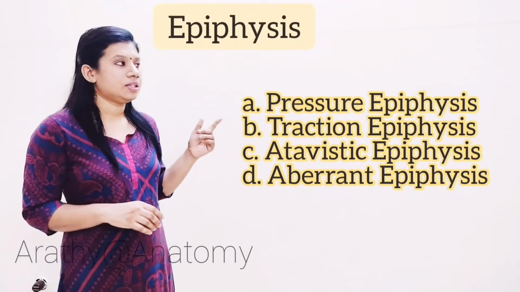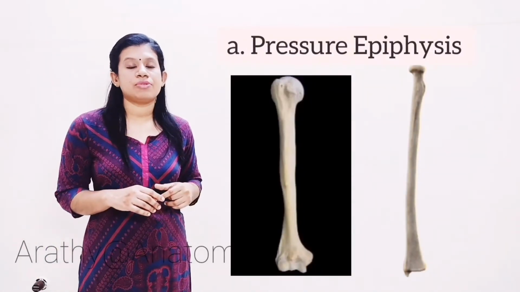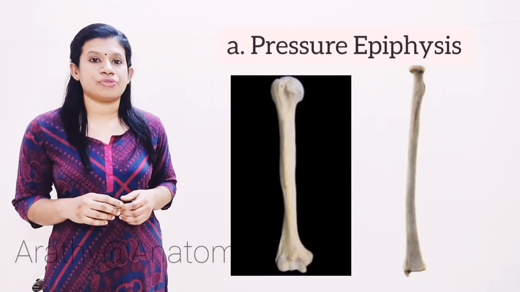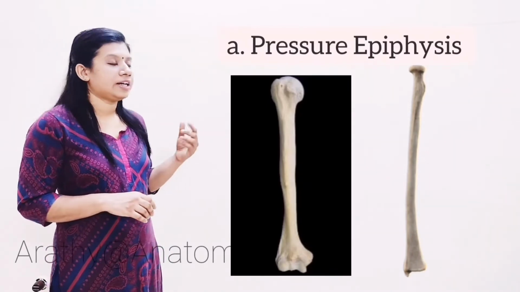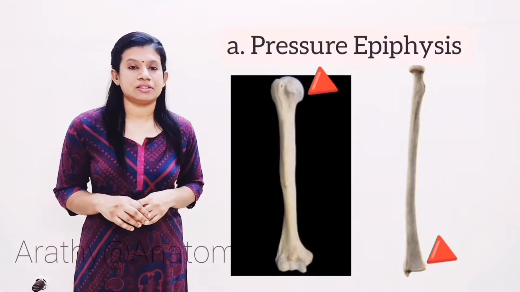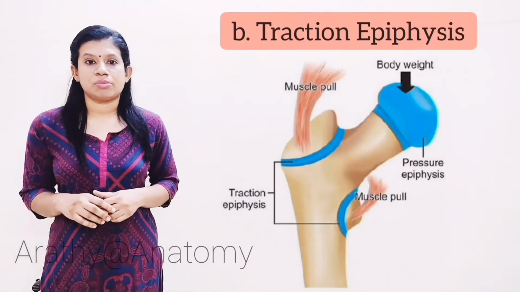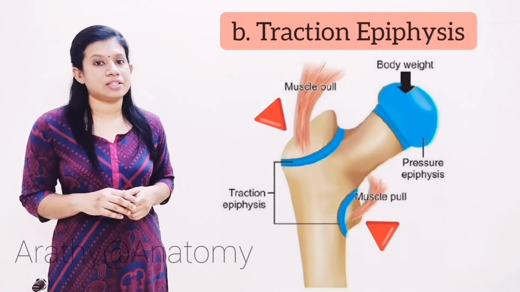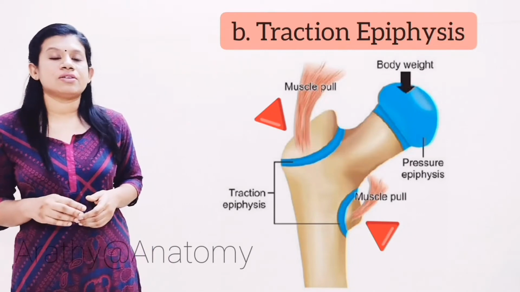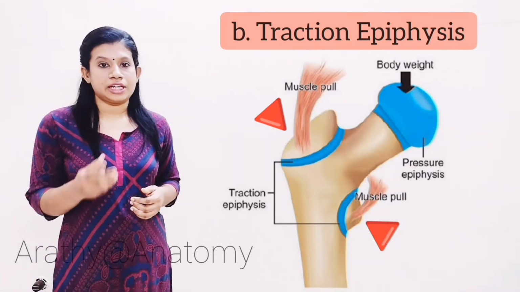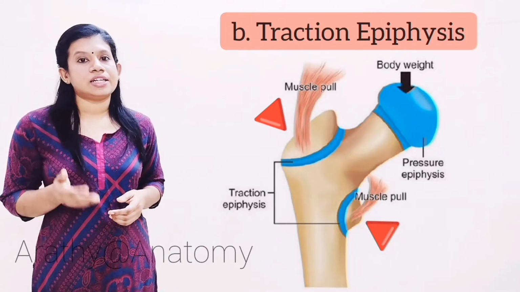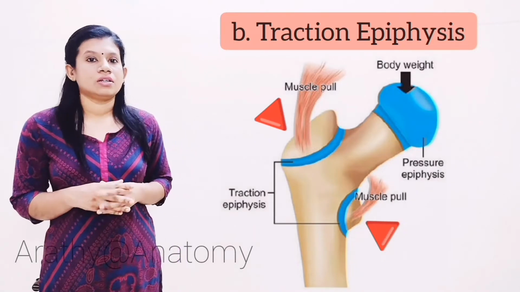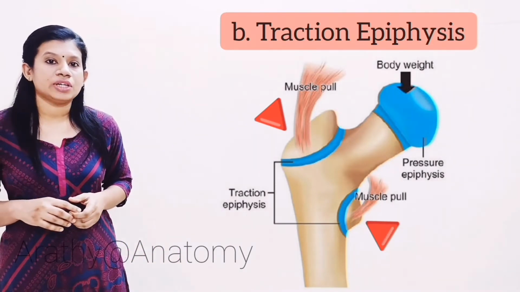Now moving on to the first one, that is the pressure epiphysis. Pressure epiphysis means this type of epiphysis is articular and takes part in the transmission of weight. Example for that is head of the humerus and lower end of the radius. Now moving on to the second one, that is called the traction epiphysis. The traction epiphysis, if you see, is non-articular and does not take part in the transmission of weight. It usually provides surface for the attachment of 2 or more tendons which exert a traction on the epiphysis. And example of this type of epiphysis is trochanter of the femur and tubercle of the humerus.